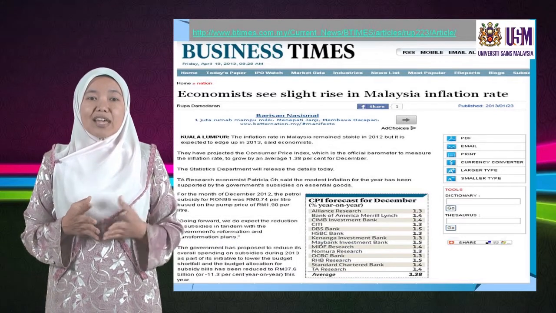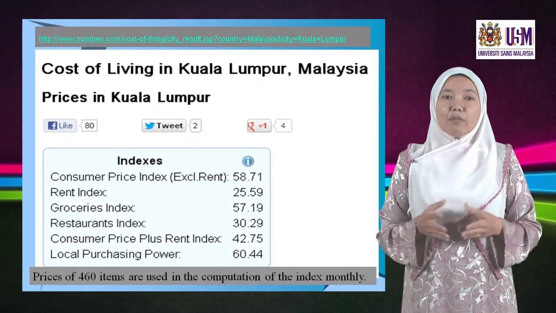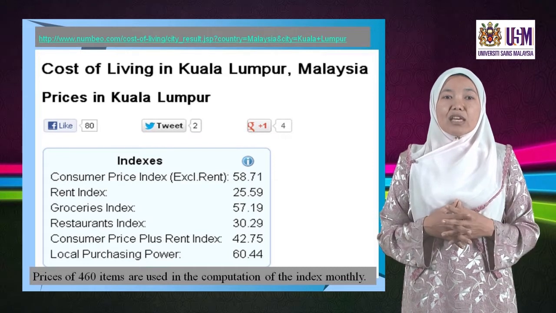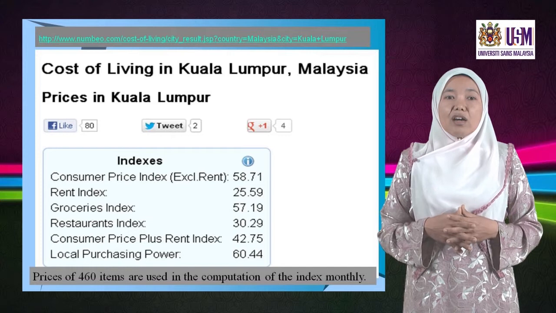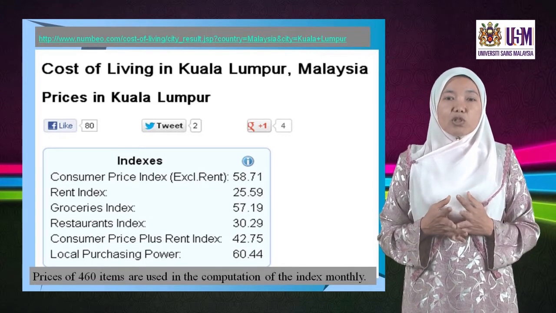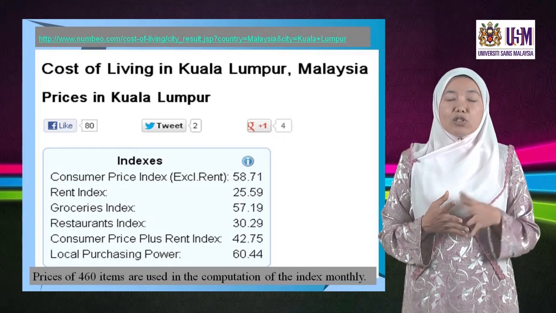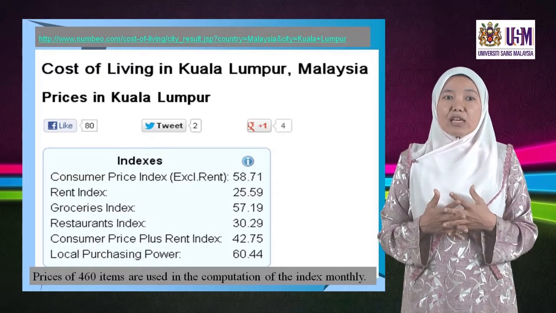So this is all the examples of index numbers. And if we are talking about you and me, the layman, what's the use of an index? In this case, let's say you have a query. You are an expatriate coming to Malaysia, or maybe you are in Penang and going to move to Kuala Lumpur, so you're wondering about the cost of living in Kuala Lumpur.